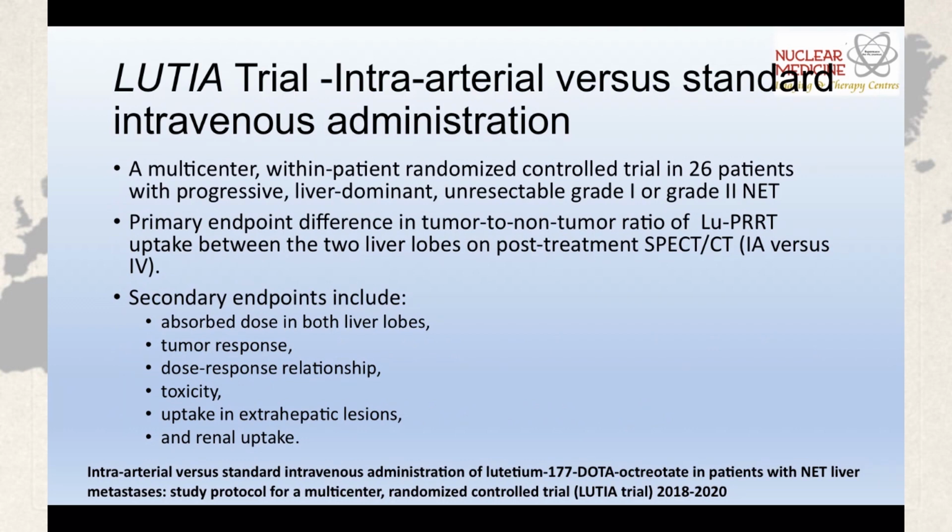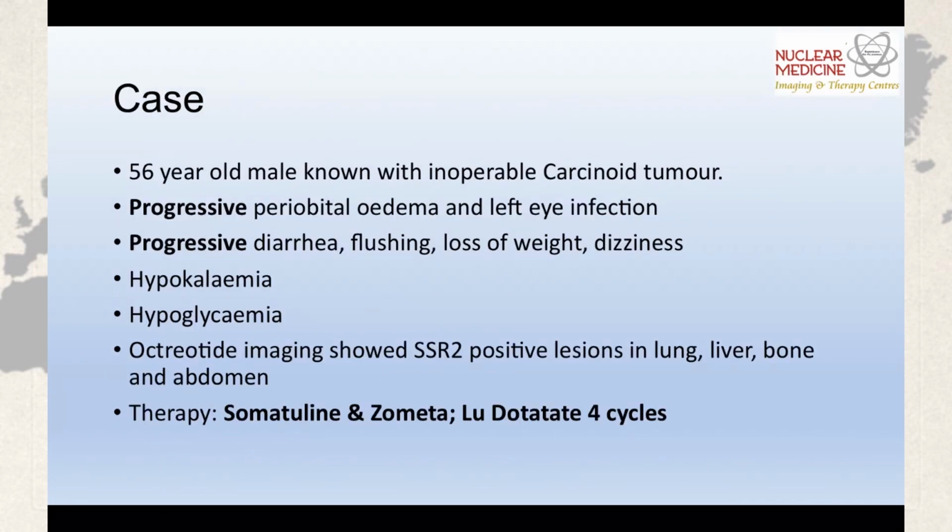Grade 1 or grade 2 NET, predominant liver disease, and the endpoint is the difference of the tumor to non-tumor ratio of PRRT uptake. Secondary endpoints will also include the tumor response, toxicity, and uptake in the extrahepatic lesions and the renal uptake. So we're looking forward to the outcome of this study to assist us in liver-burdened metastatic neuroendocrine tumor.